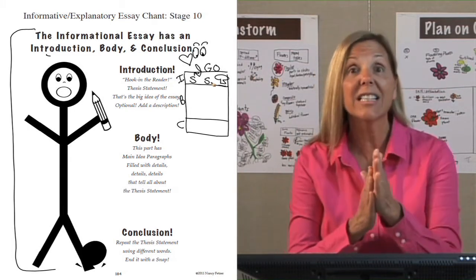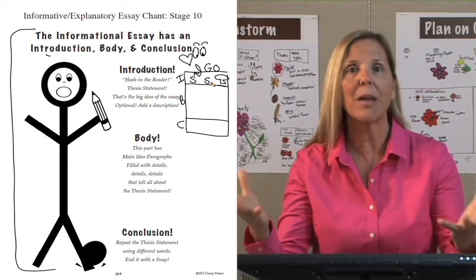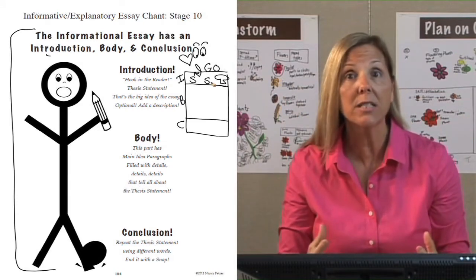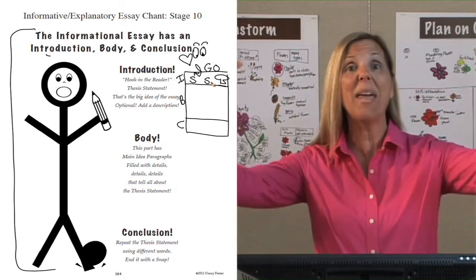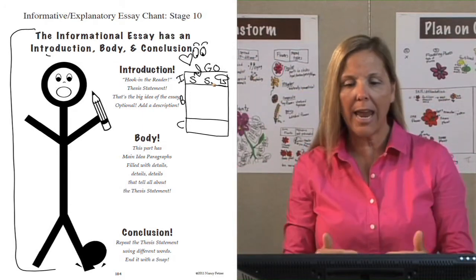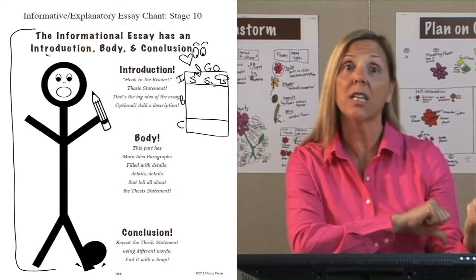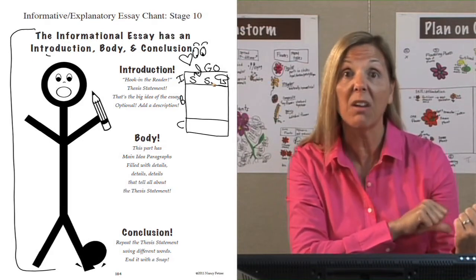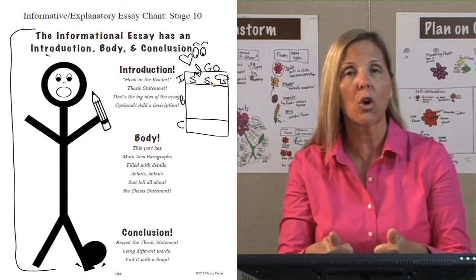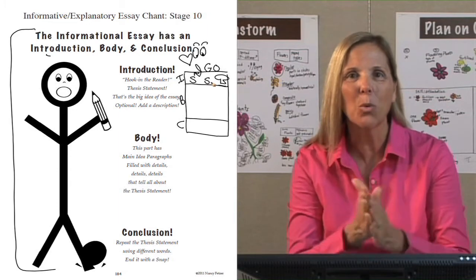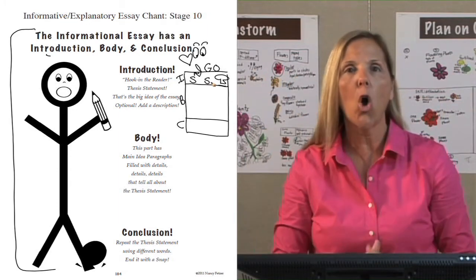So we have a light bulb as our thesis statement. We've learned that and we've been writing some thesis statements. That's the big idea of the essay. And today we're going to use a thesis statement that we already formed before in order to start our essay. All right, so we're going to build on what we've already been learning.